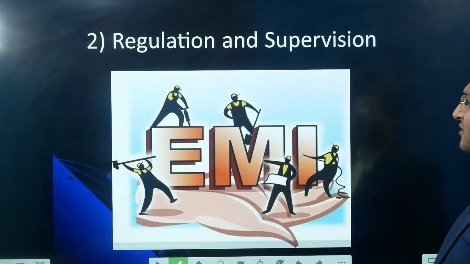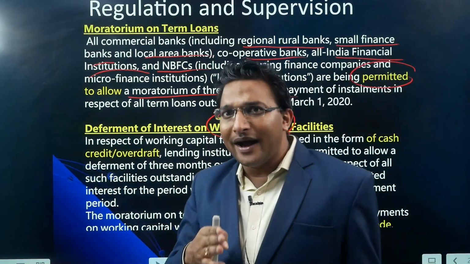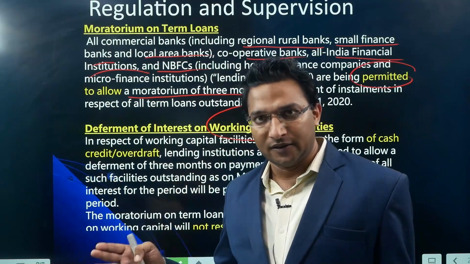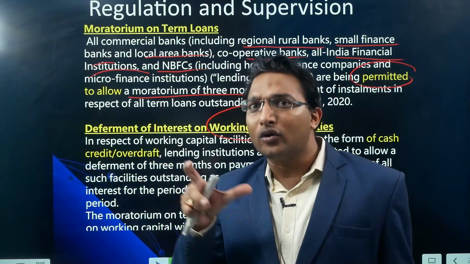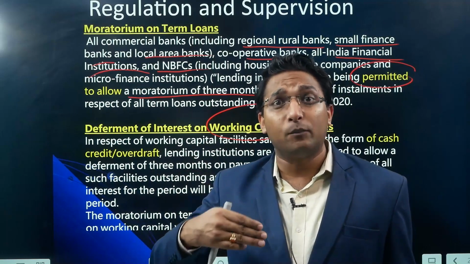Then regulation and supervision measures. In case of term loan, the EMI repayment has been postponed by 3 months. Again, this is an advice from the side of RBI. This is not an order. So individual banks have to come up with their policies. They might put some condition.